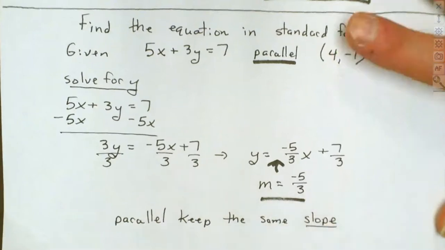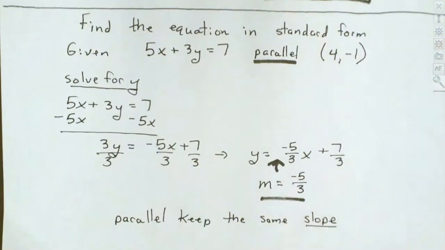So we're going to keep the same slope there. So we're going to be using that minus 5/3. So what did we do first? Let's review. We took our equation, we solved it for y, we got our slope. Then we went back and we read it, and the key word there is parallel. So for the parallel, we're going to keep that slope the same.